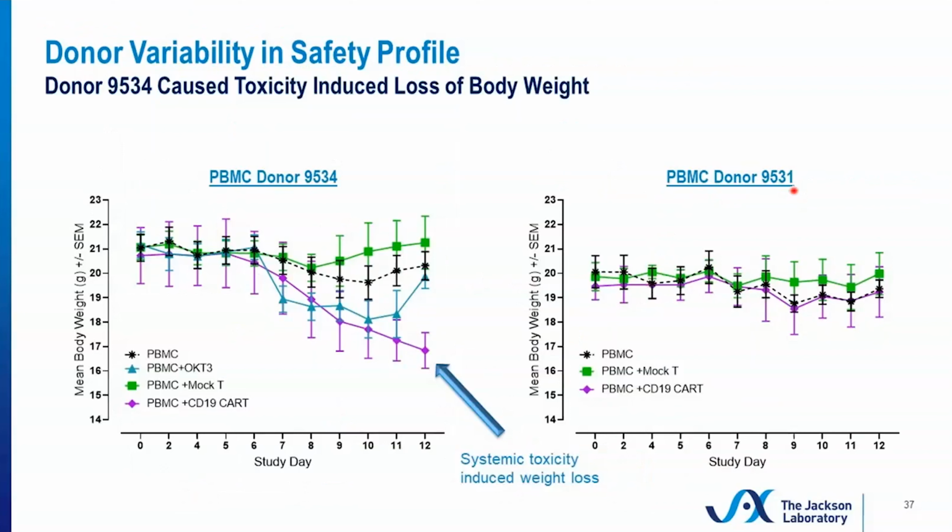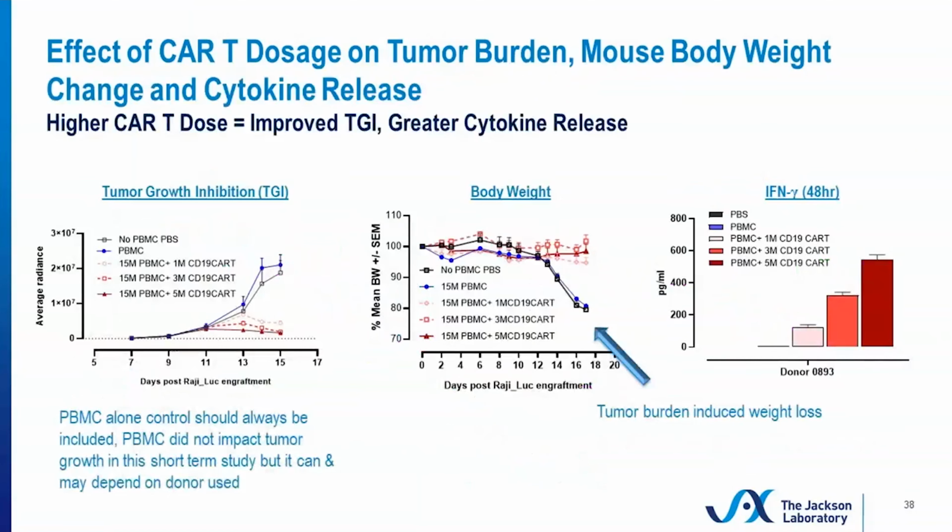whereas the 9531 did not. We have an internal built-in control in this sample where we've got treatment of those mice with anti-CD3 OKT3, which we know from previous experience and published reports leads to a cytokine release that is transient. And that transient cytokine release leads to a transient body weight loss, and the mice bounce back from that. So there are donor-to-donor differences in response that can be identified.